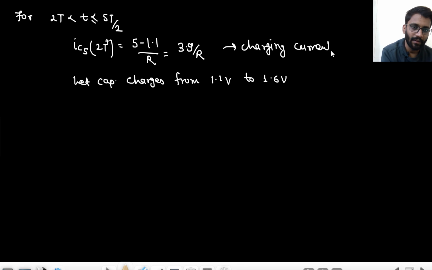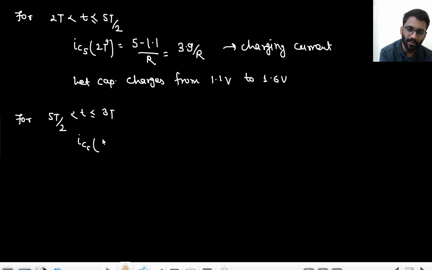Okay, so now what will happen? For 5t by 2 to 3t, what will be the discharging current now at 5t by 2? Because the capacitor is having 1.6 voltage, the discharging current would be 1.6 by R, right? This would be the discharging current.